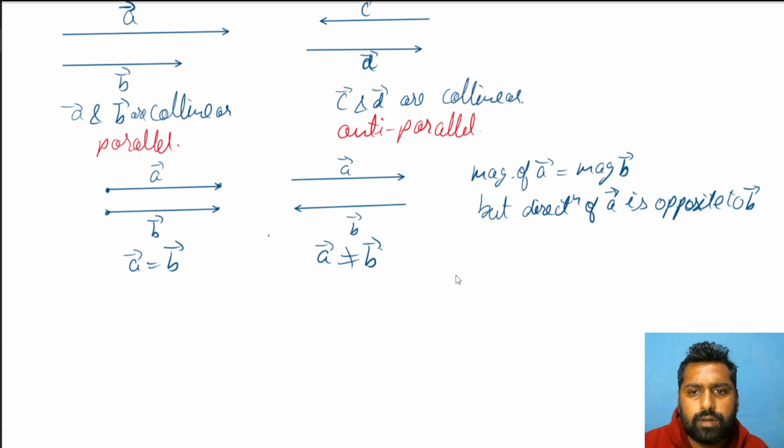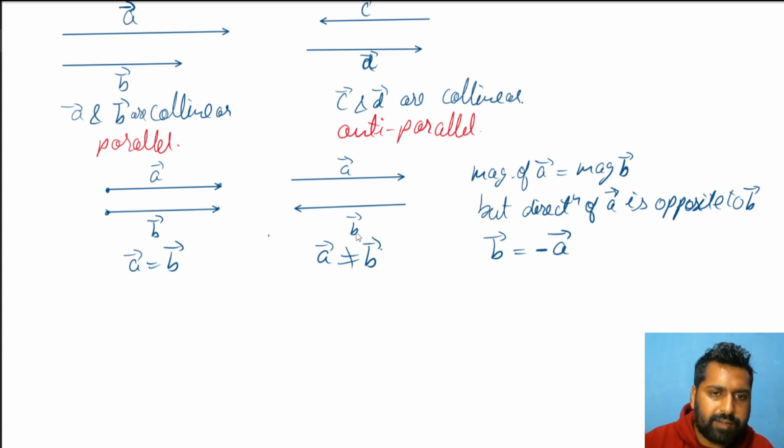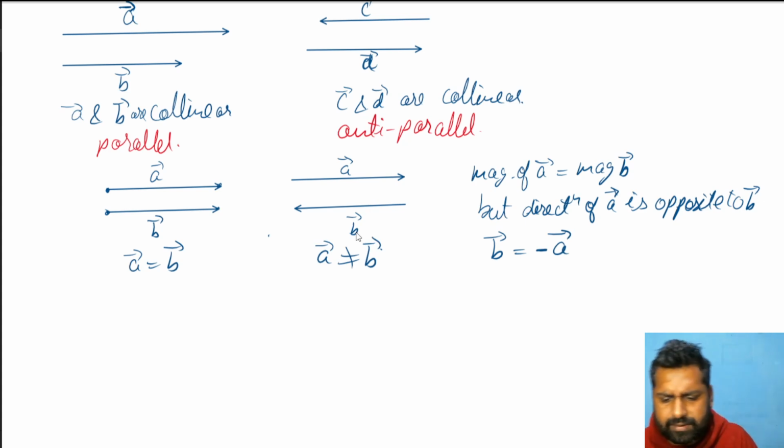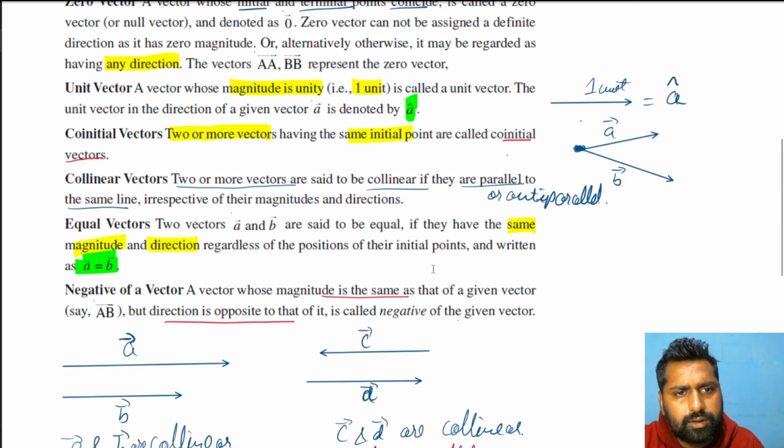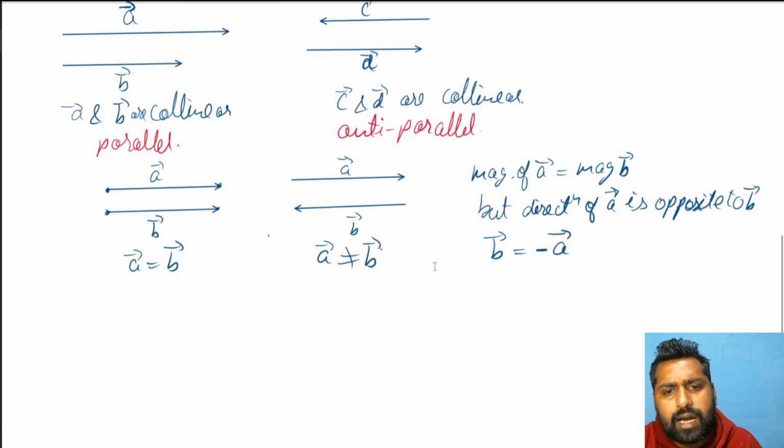So what we can say is that the b vector is nothing but the negative of a vector. That is the meaning of the negative of a vector. This b vector which I have shown is actually minus a vector. So whenever you have to draw the negative of a vector, just reverse the direction, that's it. Same length, reverse the direction. All right, that pretty much sums up the basic idea.